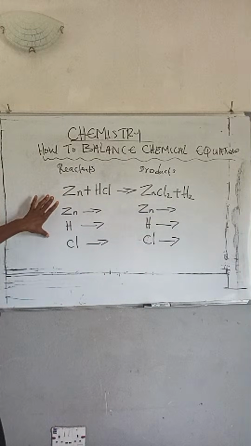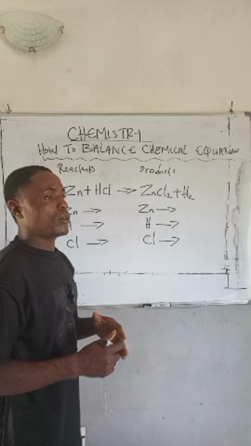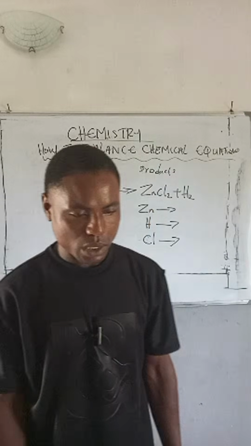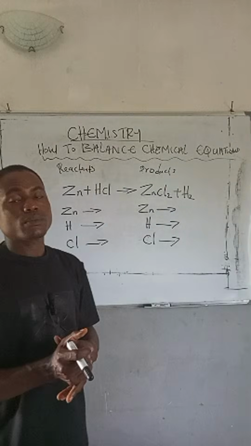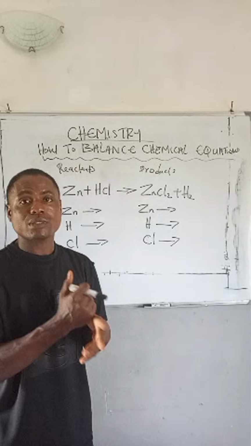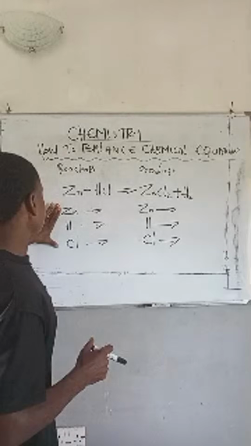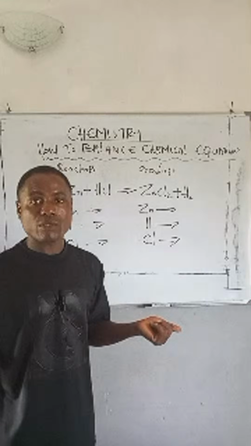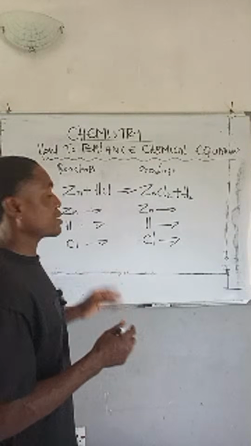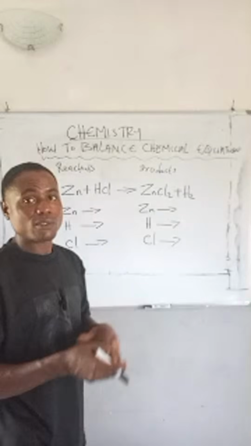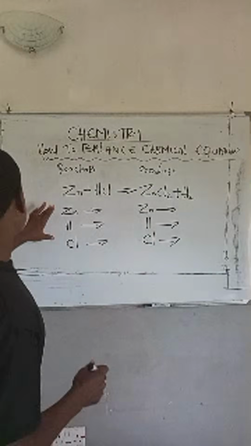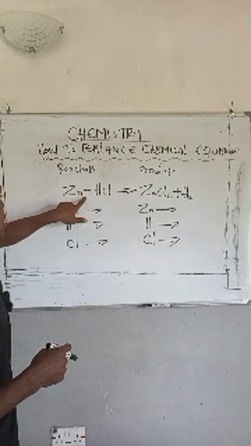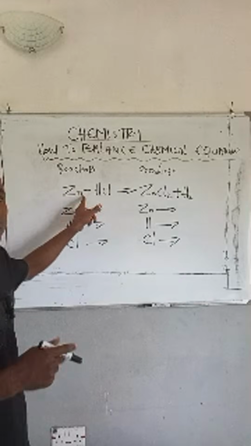So listen, in a chemical reaction, atoms are the ones reacting. Are you getting it? Now look at it. After writing down the given elements, I said the next thing to do is to write down their subscript for the given atoms, right? You notice that we are starting from zinc, right? Is there any subscript here? There is no number here.